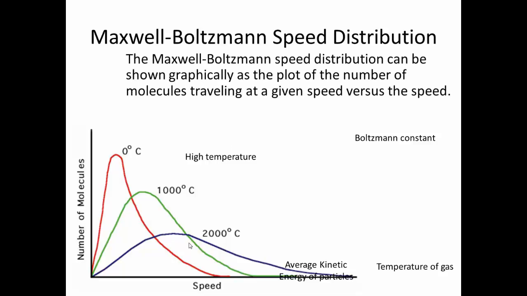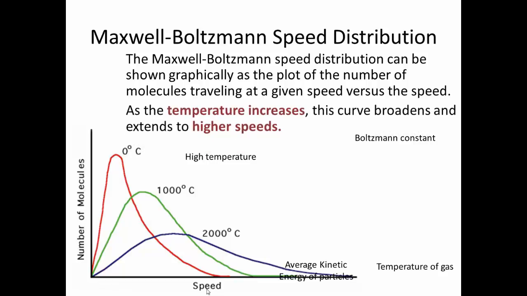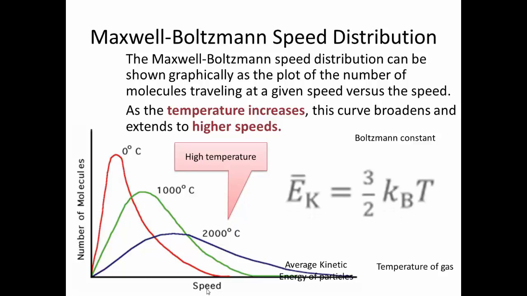So the Maxwell-Boltzmann speed distribution, which is what this is, can be shown graphically as a plot of the number of molecules on the y-axis against the speed of the molecules. What you notice is that as the temperature increases, the curve broadens out and extends to higher speeds. So basically, the higher the temperature, the higher the average kinetic energy. So here's a high temperature, 2000 degrees. That's where we have a high kinetic energy.